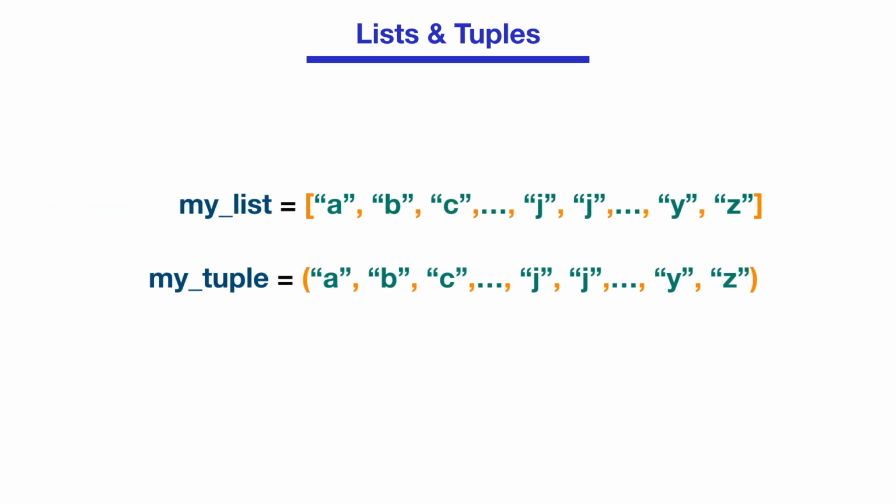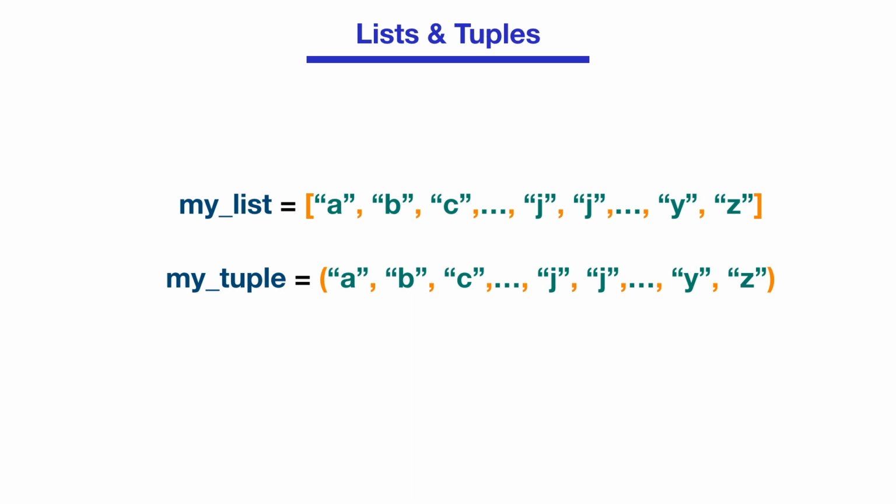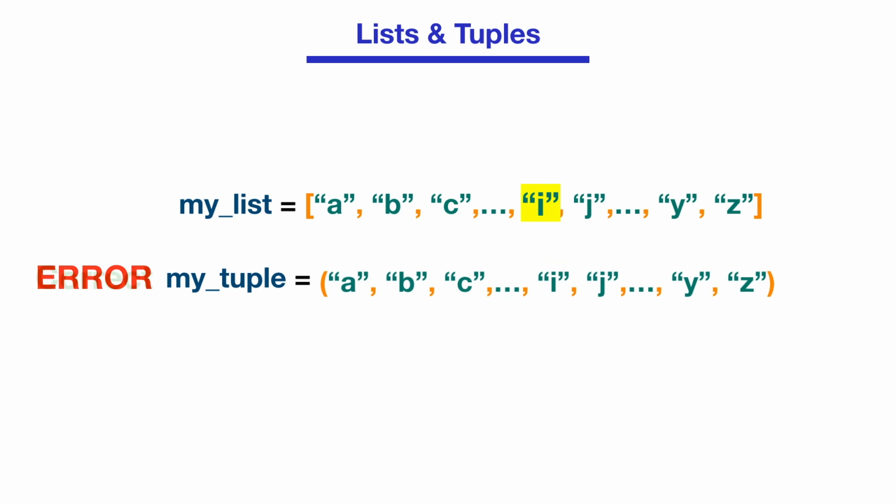Here's another example. I have a list and another tuple, and they both have the letters A to Z. But I made a mistake in the middle, and instead of an I have a J. So I wish to change it to an I. Well, with a list I can do that, but with a tuple I just get an error, unless I create a new tuple all over again and assign it to the old tuple.